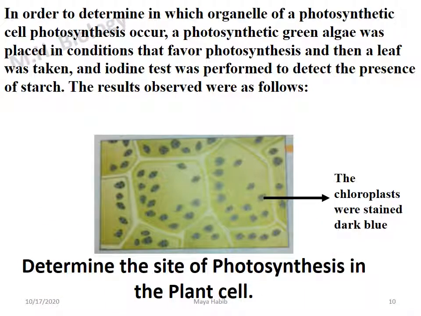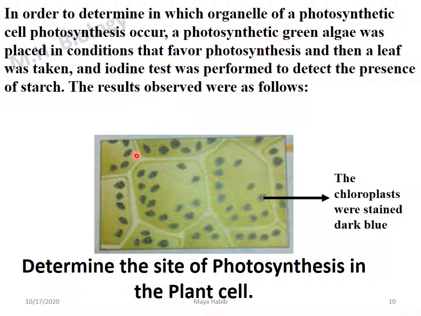We have seen the different organelles found within a chlorophyllic cell, and I have said earlier that chlorophyll is found within the chloroplast. And I have also told you that chlorophyll pigments are essential for photosynthesis. Now, we want to see where the process of photosynthesis takes place, that is in which plant organelle. So, a photosynthetic green algae was placed in conditions that favor photosynthesis and then a leaf was taken, and an iodine test was performed to detect the presence of starch. The results are given in the figure below.